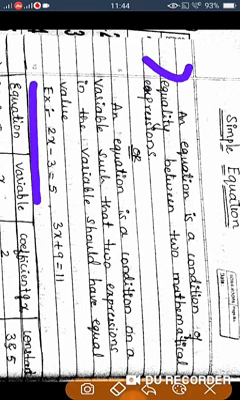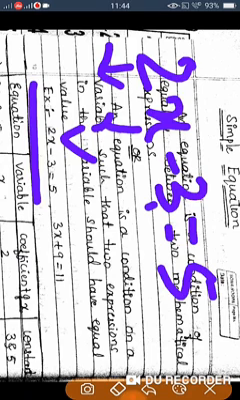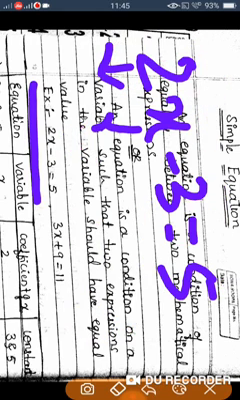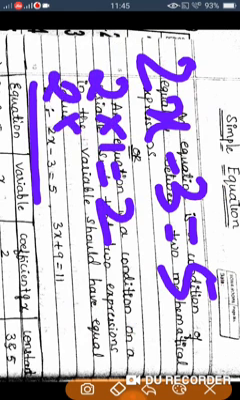Another example here: 2x minus 3 is equal to 5. See, 2 is the coefficient of x. x is the variable and these two are constants because they do not contain any variable with them. That's why they are called constants. You may say this 2 is also a constant, but it may vary with this x. Why? Because if x is 1, 2 into 1 is 2. If x is 2, 2 into 2 is 4. So this term totally changes.